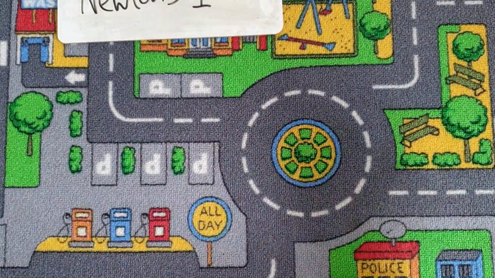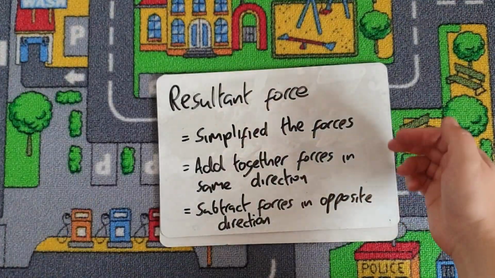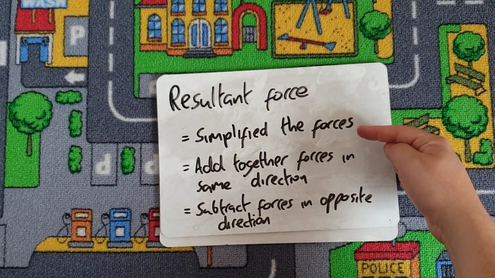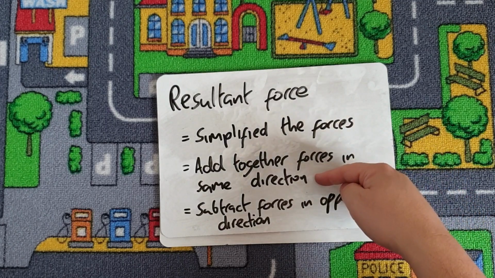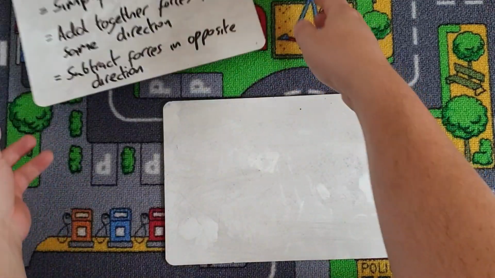And then when we talk about resultant forces, a resultant force is just where you've simplified forces, and you do that by adding together forces if they're in the same direction or subtracting forces if they're in the opposite direction.